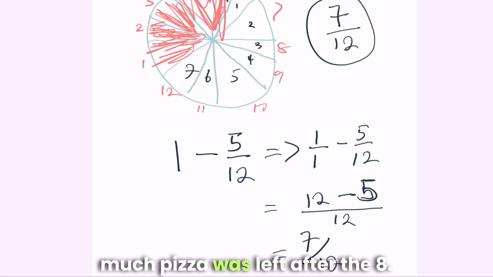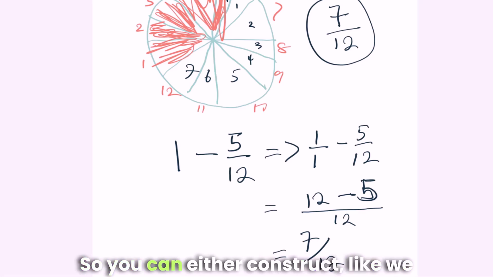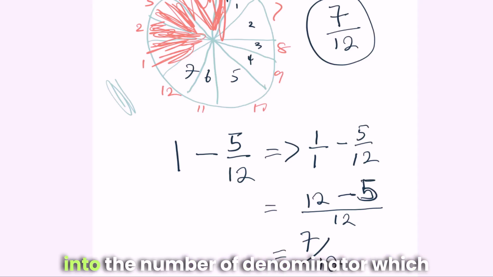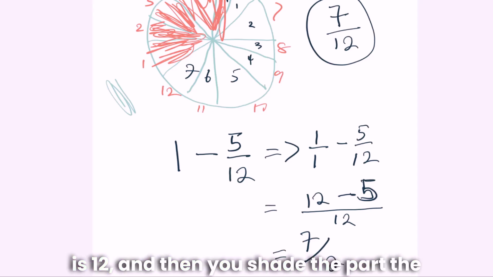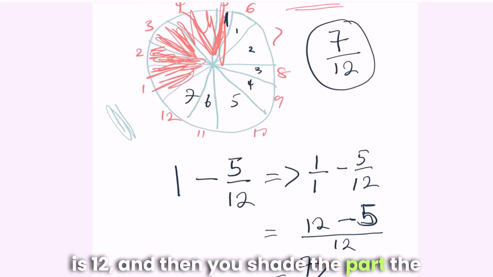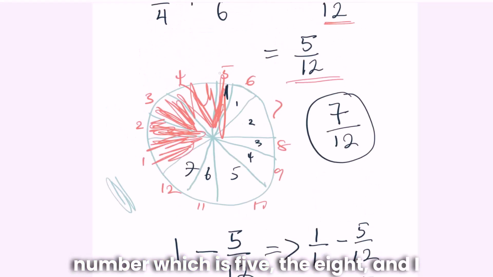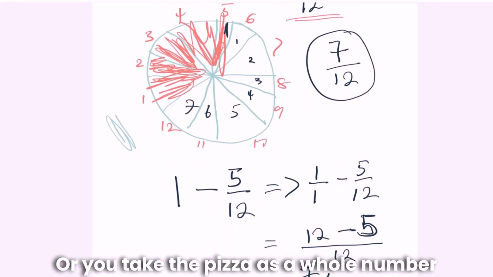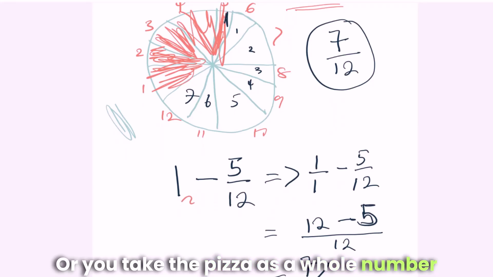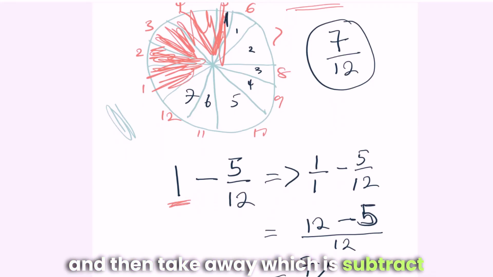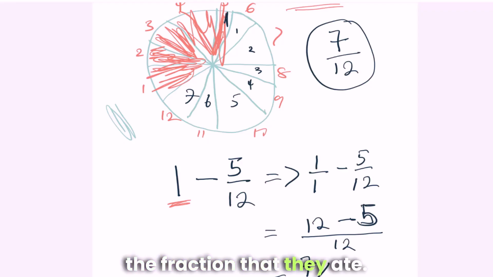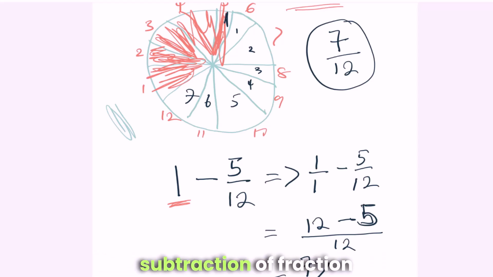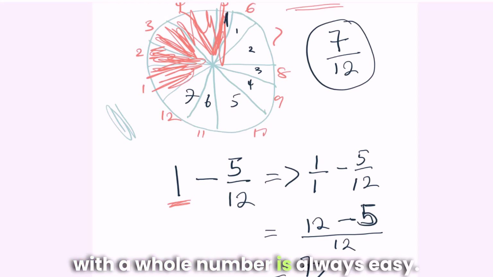So there are 2 ways you can do this kind of mathematics, assuming they ask you to find how much pizza was left after they ate. You can either construct, like we did here, draw the pizza and divide it into the number of the denominator, which is 12, and then shade the number, which is 5, and then count what is left. As we saw, it was 7. Or you take the pizza as a whole number and then subtract the fraction that they ate. If you know how to work with subtraction of fractions with a whole number, it's always easy.